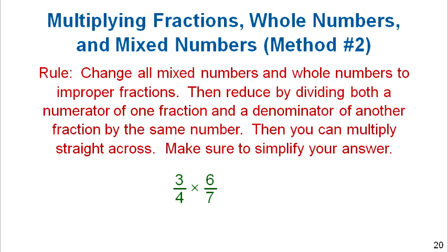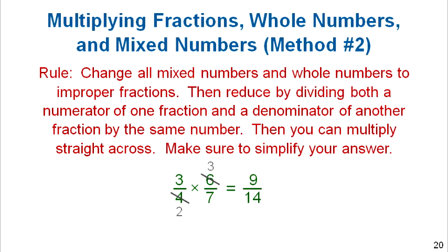Now let's work this problem again using a slightly different method. Again, we must begin by changing all mixed numbers and whole numbers to improper fractions. But we don't have either of those in this problem, so we can skip that part. Before we multiply straight across, we can reduce our answer by dividing a numerator of one fraction and the denominator of a different fraction by the same number. In this case, we can divide both 6 and 4 by 2. 6 divided by 2 is equal to 3, and 4 divided by 2 is equal to 2.